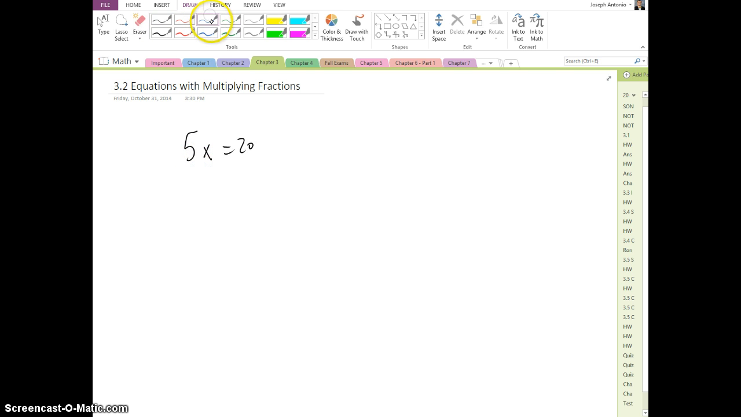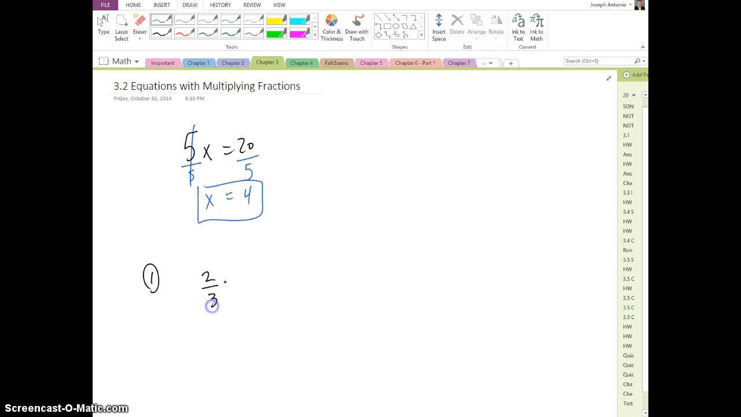So you would say, okay, we have 5 divided by 5, 20 divided by 5. 5 divided by 5 gives us 1x, which we know is just x, okay? And then 20 divided by 5 gives us 4, and there's our answer. We're going to take the same concept to problems that involve equations with multiplying fractions.